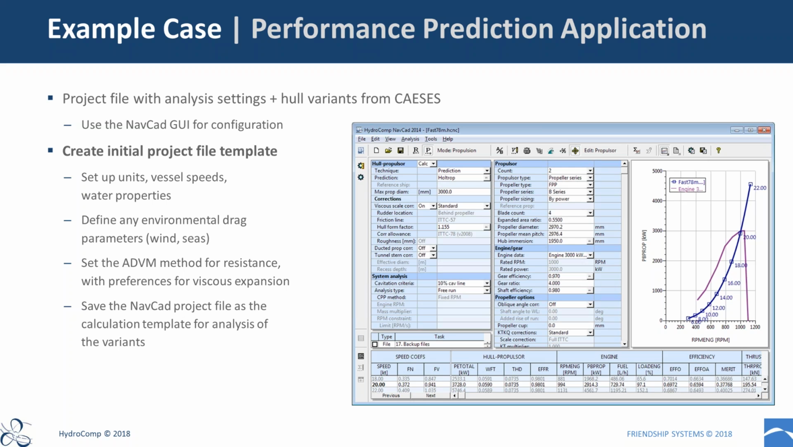We're going to use the ADVM method as described for resistance and set up our preferences for the kind of viscous expansion that we want to use for presentation of the results. What prediction of form factor will we use, a correlation allowance, friction line, all of those changes the way the results are presented. And then we can save this NavCad project file as the calculation template for the analysis of all the variants that we will get through our CAESES session.